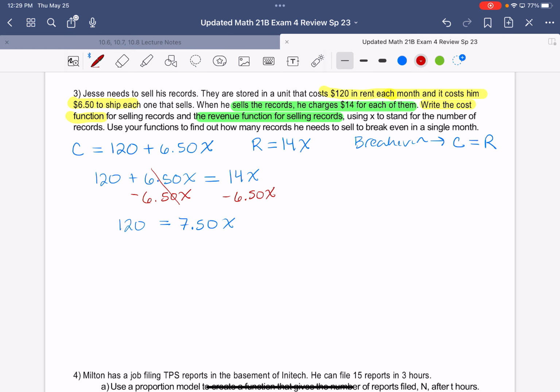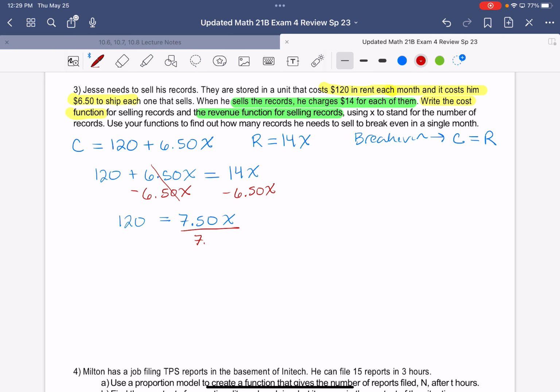Continuing to get x alone, divide both sides by the 750. And as usual, feel free to use your calculators. On the right-hand side, the 750s cancel. On the left-hand side, 120 divided by 750 is 16. Equals x.